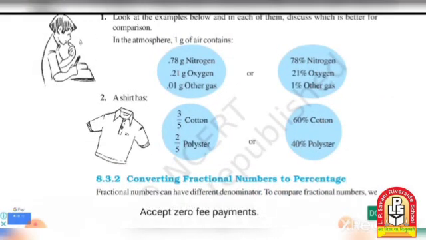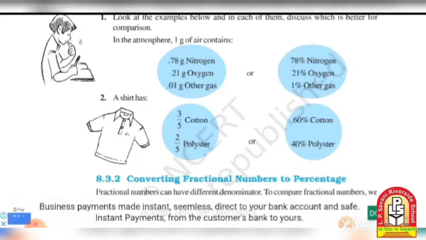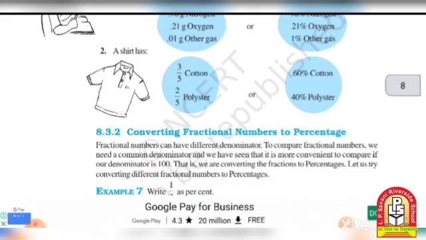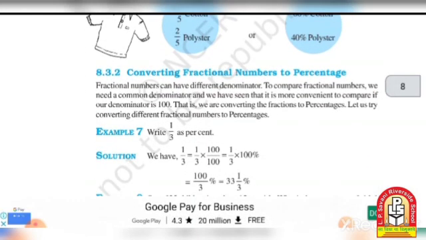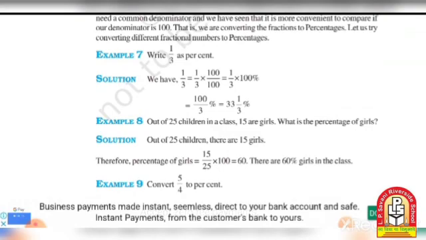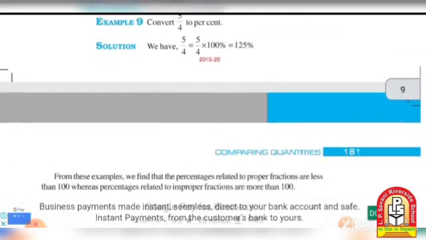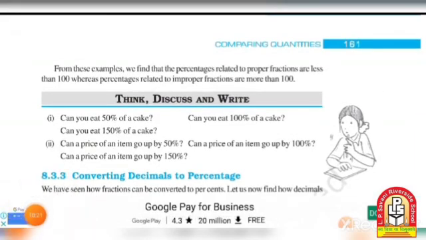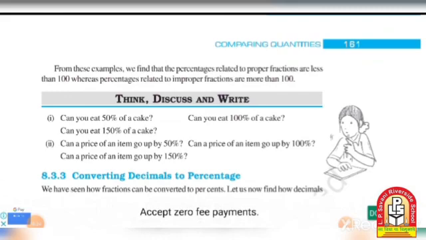Here we have to compare a shirt with 60% cotton, which is 3 upon 5, and 2 upon 5 polyester. So in this way, converting a fractional number to percentage, we can also find and write 1 upon 3 as a percentage. So this kind of fraction we have to express in the form of a percentage. Okay, so this kind of topics we have to learn in this chapter.